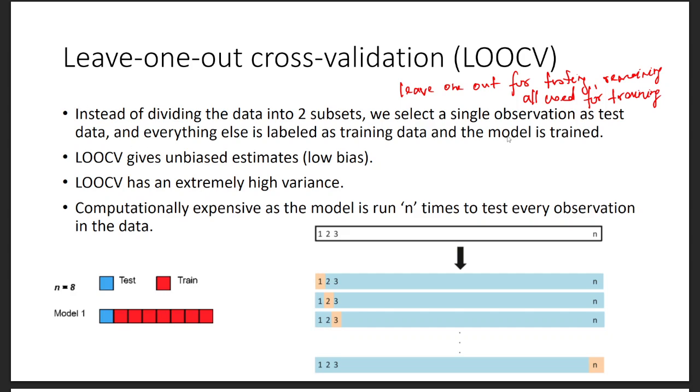Instead of dividing the data into subsets, we select each single observation as test data and everything else as training. So if you have 1, 2, 3, we will take one as test, and all the other things we will take for training. But what is the issue? We have n observations, like if we have 1,000, it has to be trained 1,000 times, and that is very high computation. So that is wastage of computation. That is the biggest disadvantage.